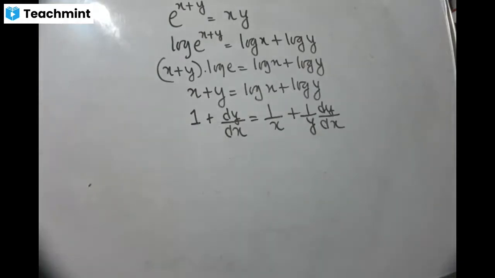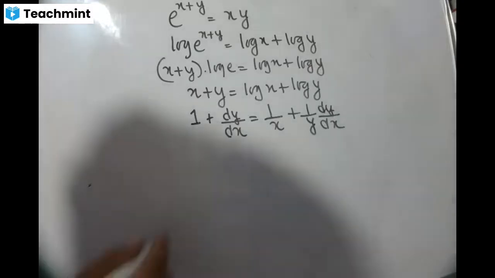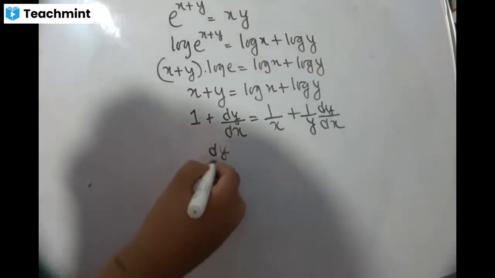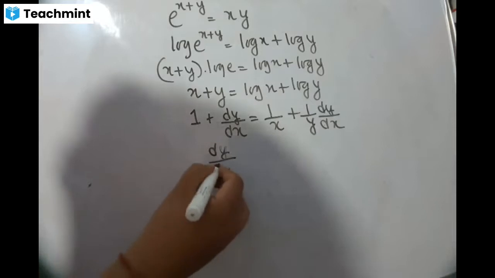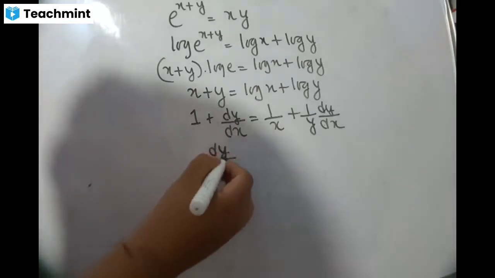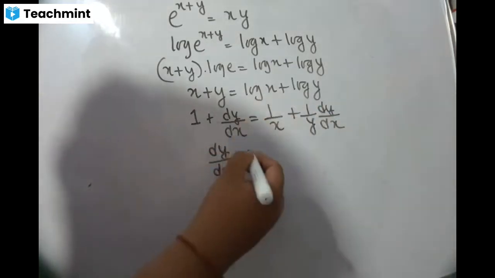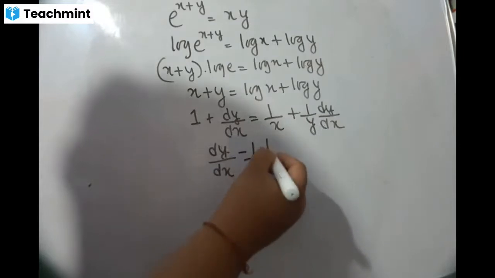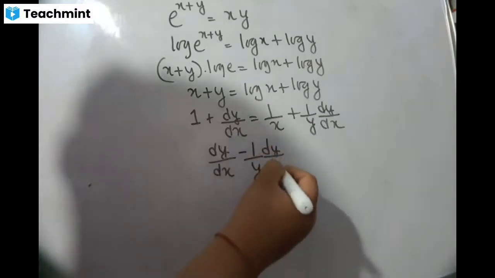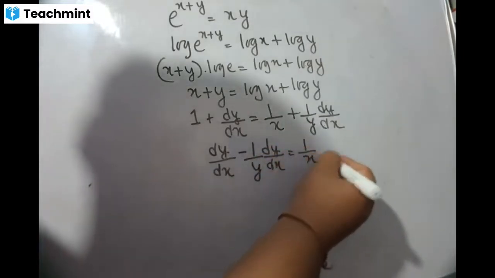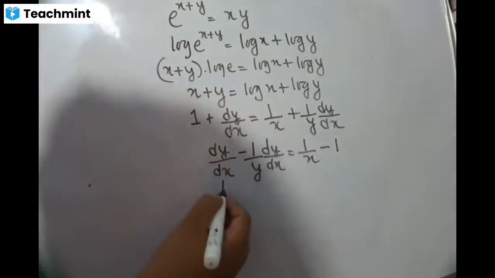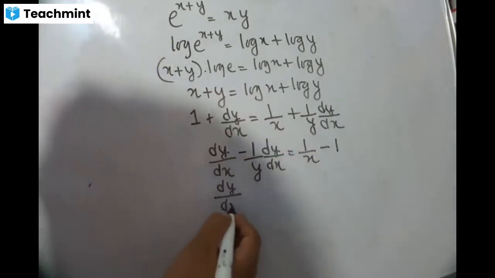If you still have problems, please feel free to ask me. Now what we need to do is bring dy by dx on one side. So you get dy by dx, dy by dx. Plus comes across and becomes minus, so 1 minus 1 by y dy by dx is equal to 1 by x minus 1. Now what is common? dy by dx is common.